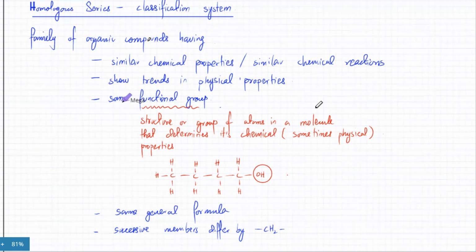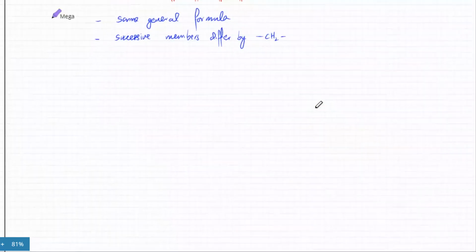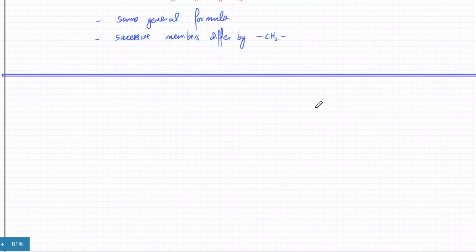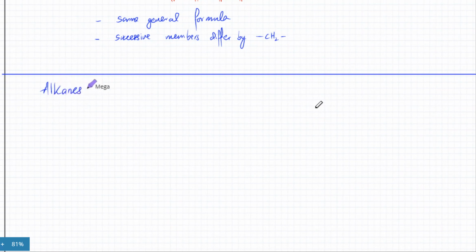Now, the very first homologous series or family of compounds that we will study are your alkanes. Alkanes are the first homologous series. We need to figure out which molecules are alkanes. Alkanes are those organic molecules that, first thing, are hydrocarbons. A hydrocarbon means it only has hydrogen and carbon atoms, and that's it.